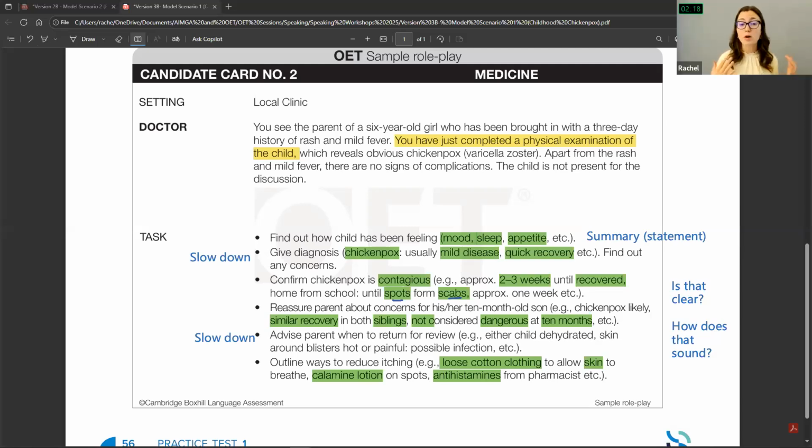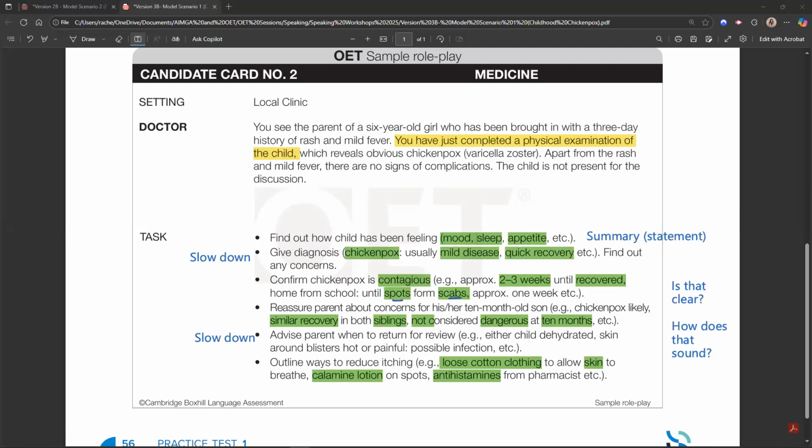Thank you. Now, I will say I also have a 10-month-old son, and I'm now worried he's going to catch it. Is that likely? It's a very good question. You told me your son is 10 months, right? Yes. Chickenpox, as I mentioned before, is contagious, and there is a chance of your 10-month-old child also getting it. There's a chance of spreading, but nothing to worry about. We can expect similar recovery in both siblings. Usually it is not considered dangerous for a 10-month-old child.